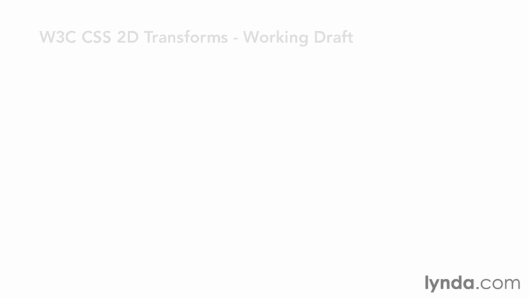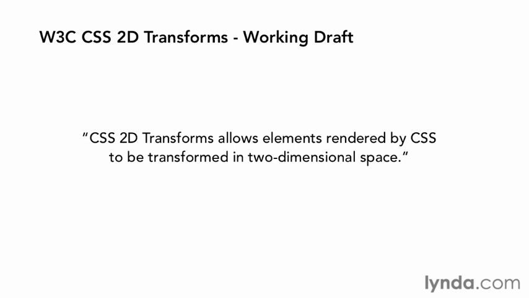Whereas transitions are designed to interpolate the changes in CSS properties over a specified time, transforms actually manipulate HTML objects such as divs and images. The W3C Working Group for CSS two-dimensional transforms says in their specification that CSS 2D transforms allows elements rendered by CSS to be transformed in two-dimensional space. Granted, not the most informative definition, but you really don't need it once you can see what transforms can do.